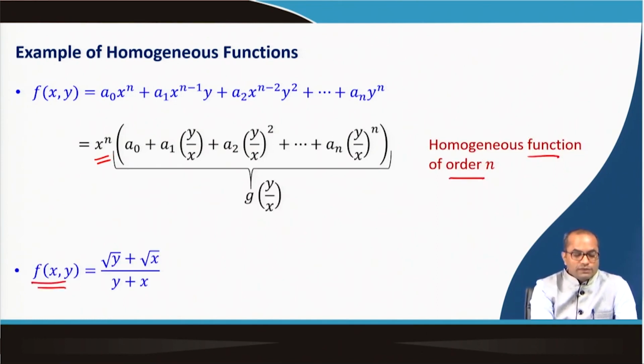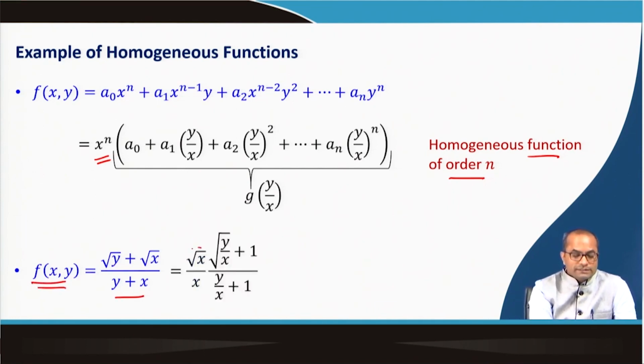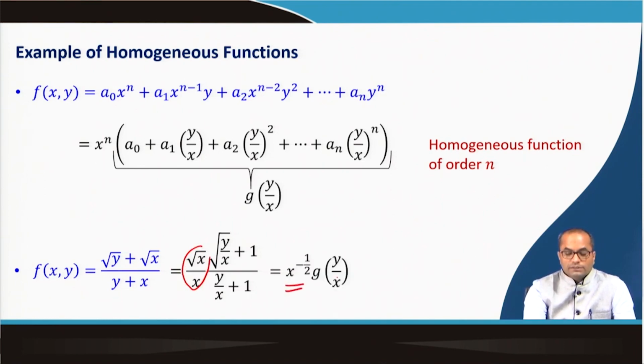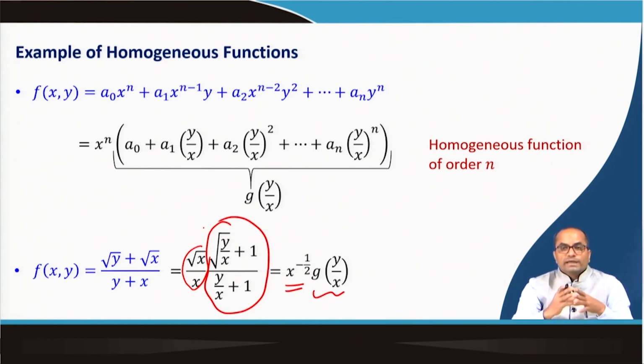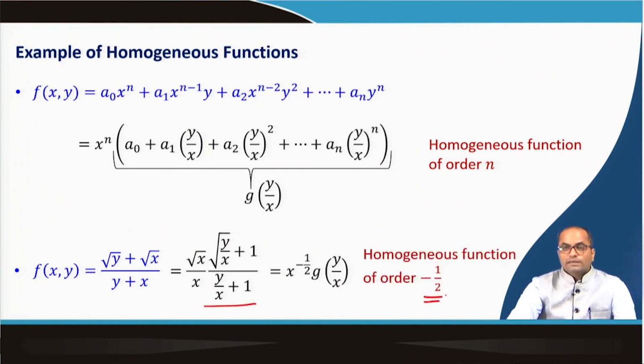If we have, suppose, square root x plus square root y over y plus x, in this case also, we take square root x out in the numerator and x common in the denominator, then we have square root of y over x plus 1 over y over x plus 1. So here we have x power minus half in front, and the rest is a function of y over x, because everything is written in terms of y over x. So, this is again a homogeneous function, of order minus 1 by 2.